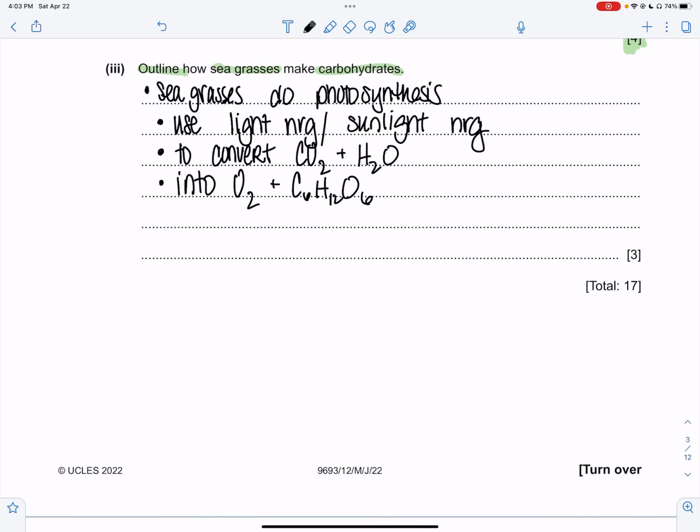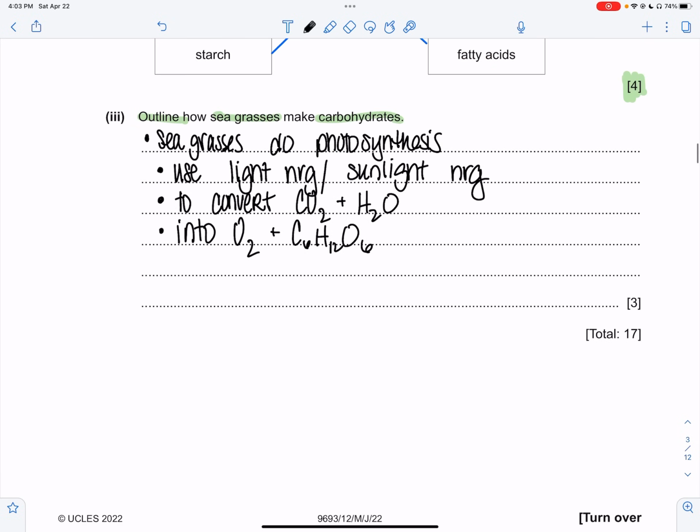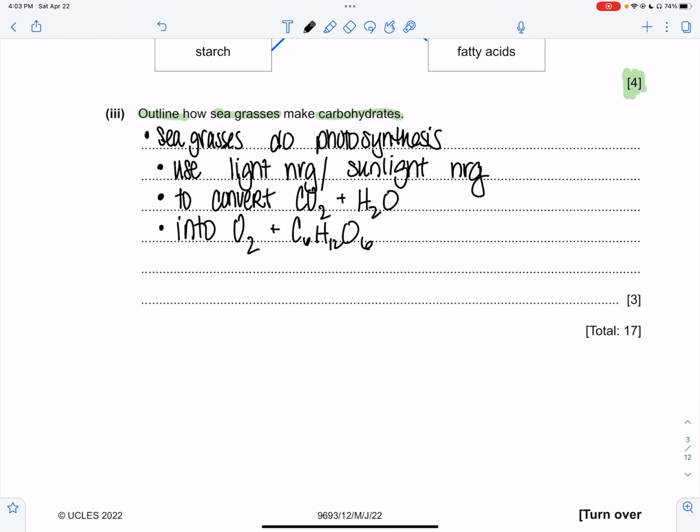Now, if this question talked about how seagrasses make carbohydrates for trophic levels, for the food web, and there's a food web pictured with it, you definitely want to end this statement with "for higher trophic levels" or "for organisms in the trophic level." But there is no indicator here. There's not a picture above it talking about that. So there's no indicator here to reference that they're a producer in a community situation. This is just straight up, how does a plant do photosynthesis?